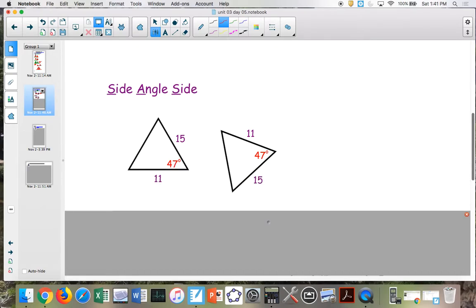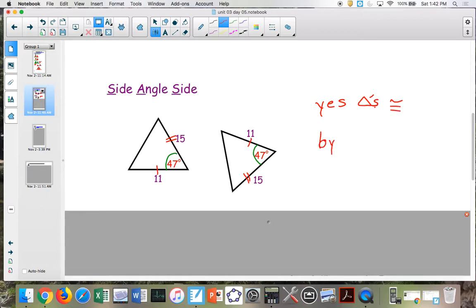Now in this case, let's mark the pictures for what we have. We have this side congruent to that side. This side is congruent to this side. And this angle is congruent to this angle. Notice we have two sides and then the angle between those two sides. So that means that, yes, these two triangles have to be congruent.